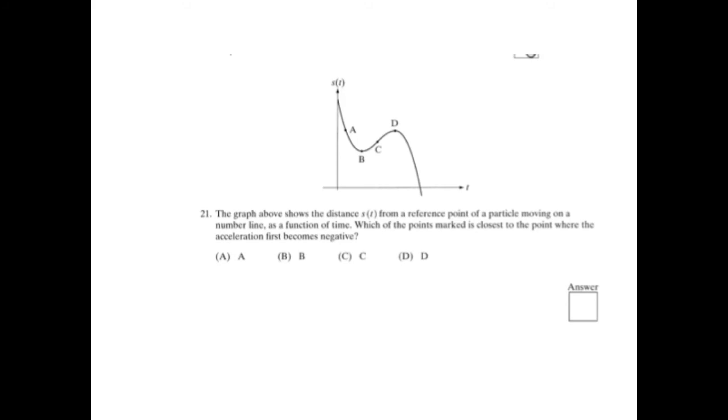In number 21, they have the position function drawn, and it says which of the points marked is closest to the point where the acceleration first becomes negative. So acceleration negative. Remember that we know that acceleration is the second derivative of the position function. And so acceleration being negative is synonymous with the position being concave down. And so it becomes concave down, the position function, right there at point C. So my answer is C.